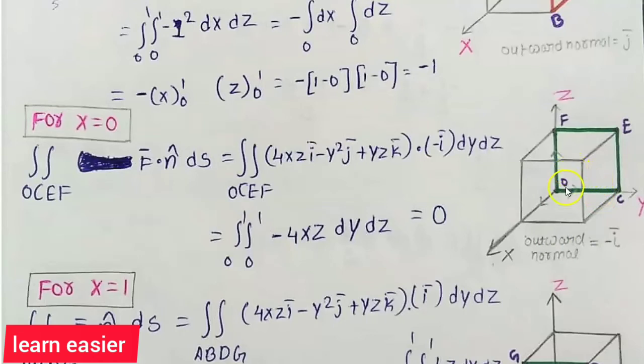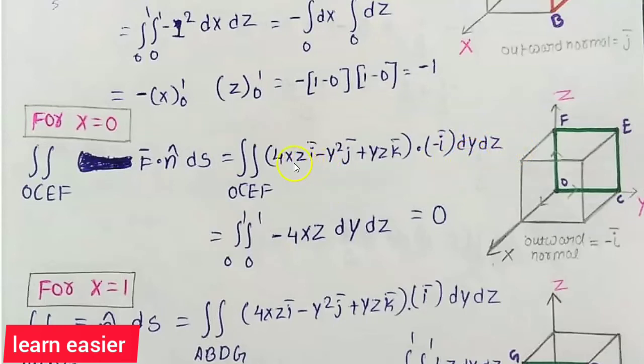And here j bar and k bar are parallel to the surface, that's why we have not taken those vectors. The only vector which is outward is minus i bar. So we have taken the vector minus i bar. The unit normal vector is minus i bar into dy dz. So for x is equal to 0, we have taken the yz plane. That's why we integrate with respect to dy and dz.